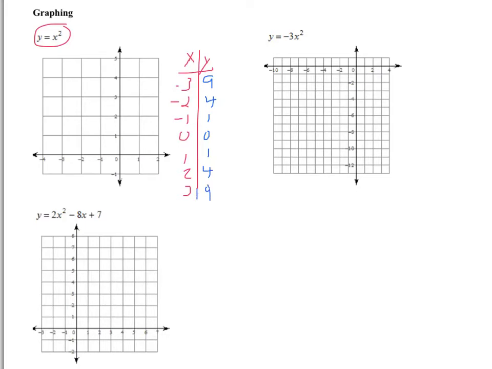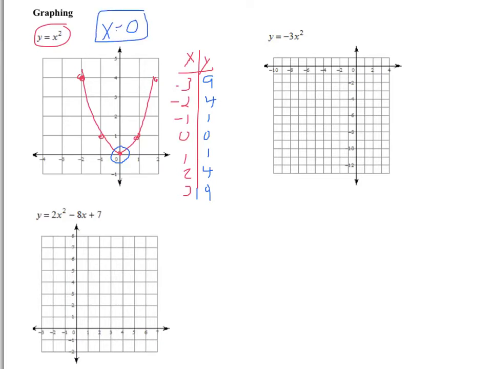Now applying those points, we cannot fit the first one on there, but we can fit negative 2, 4. Negative 1, 1. 0, 0. 1, 1. And 2, 4. So here's your parabola. The question is, what's the solution? And we said with graphing, the solution is, or are, x-intercepts. In this particular case, you have one solution, and the solution is 0.